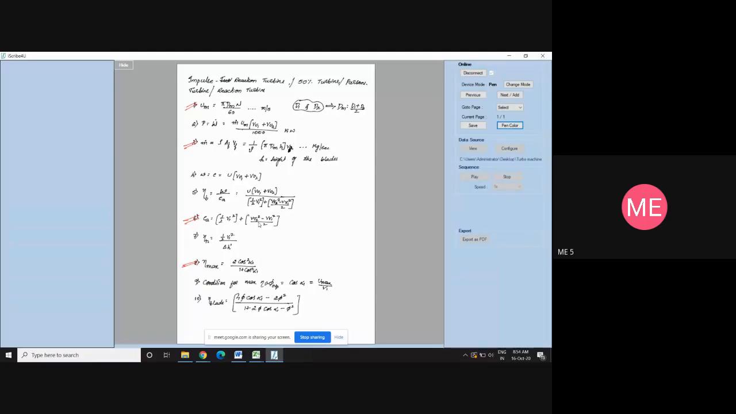What is the formula for impulse turbine? Can you tell? Maximum efficiency. We wrote the exam also, internals also, no? And here this is changed. So only these 5 are the equations where it differs compared to the impulse turbine. Are you getting?